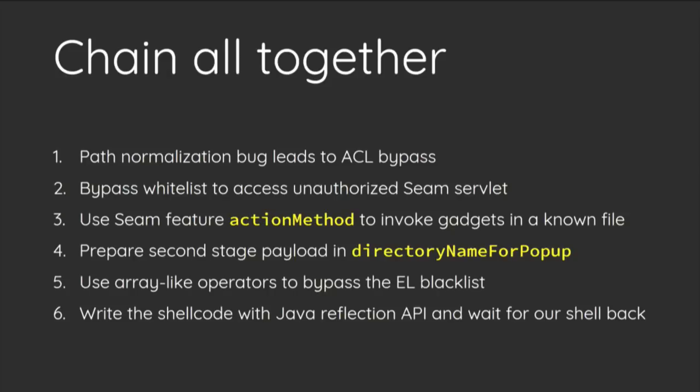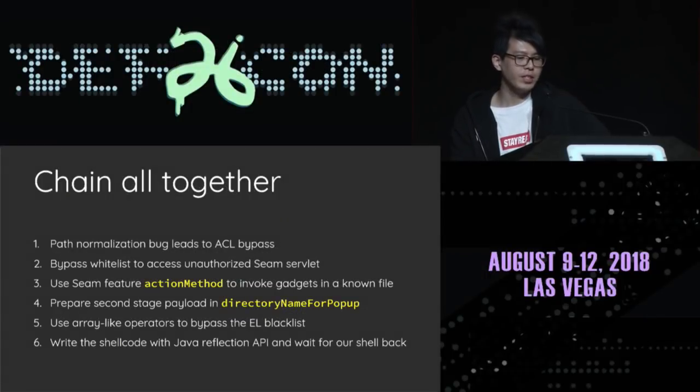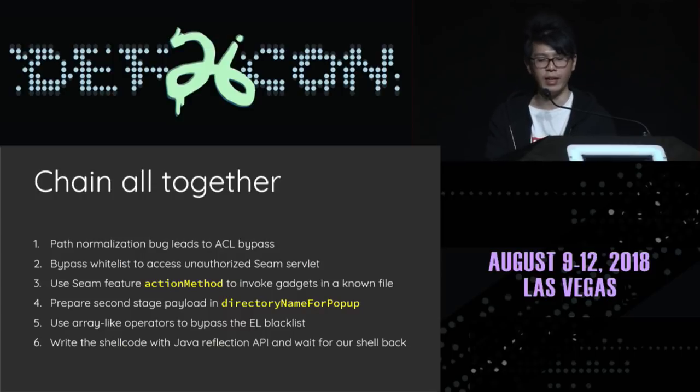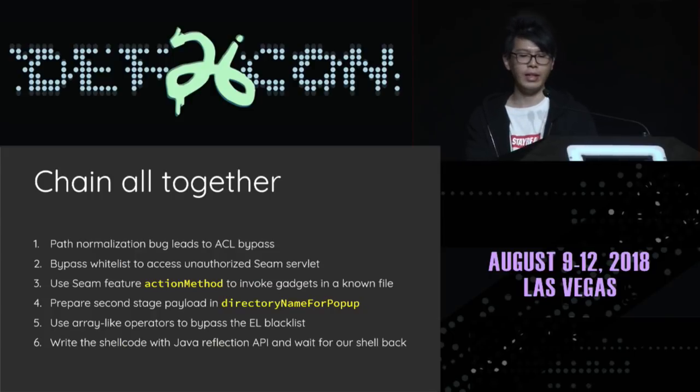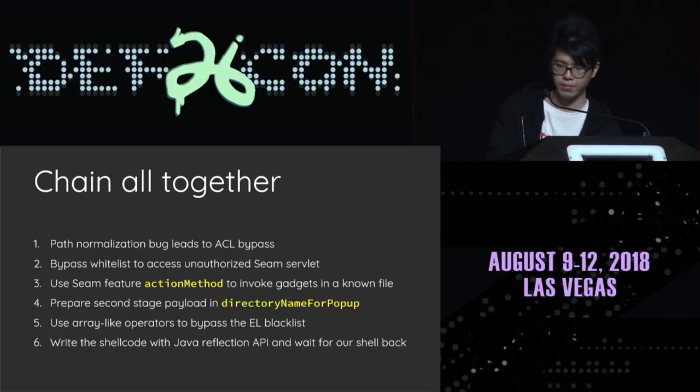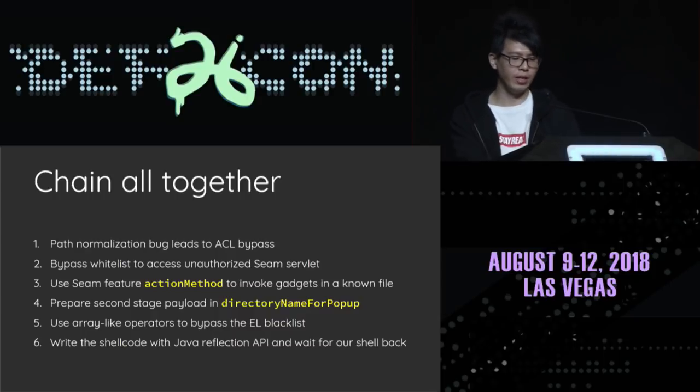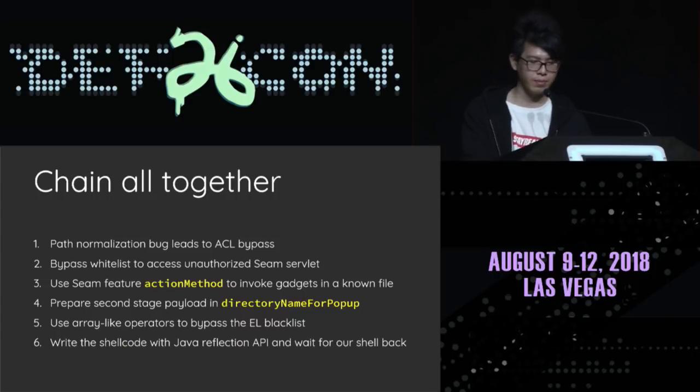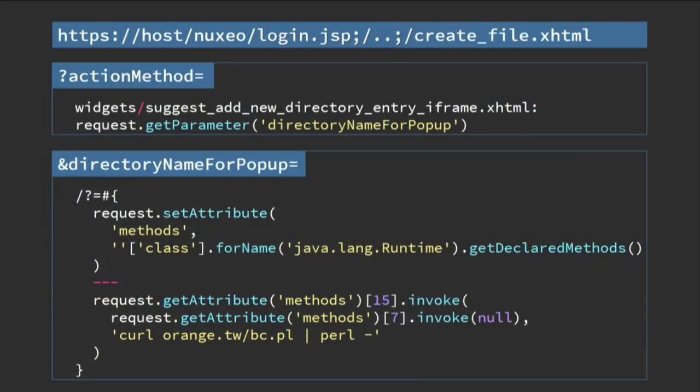So let's summarize our steps and chain them all together. We first find the normalization bug to bypass the access control. Once we can access the unauthorized Seam servlet, we use the feature and choose a good gadget so that we can control the return value. We also prepare our second stage payload in the URL and use the array-like operator to bypass the blacklist. The last step is to write the shell code with the Java Reflection API and wait for our shell back. So this is the overview of how the exploit works. I will explain each part one by one in detail.